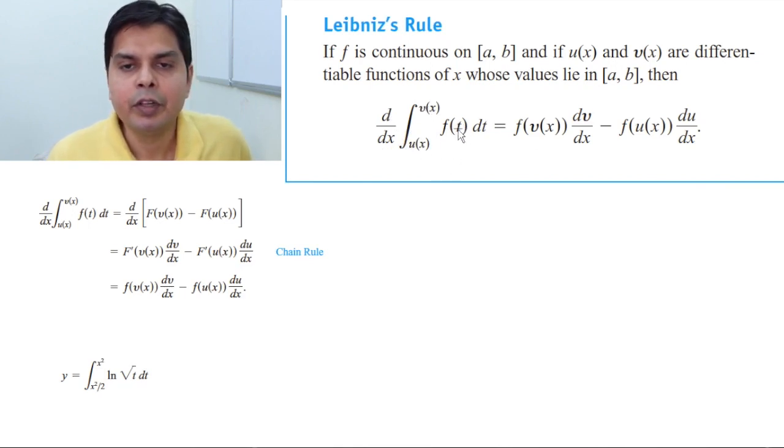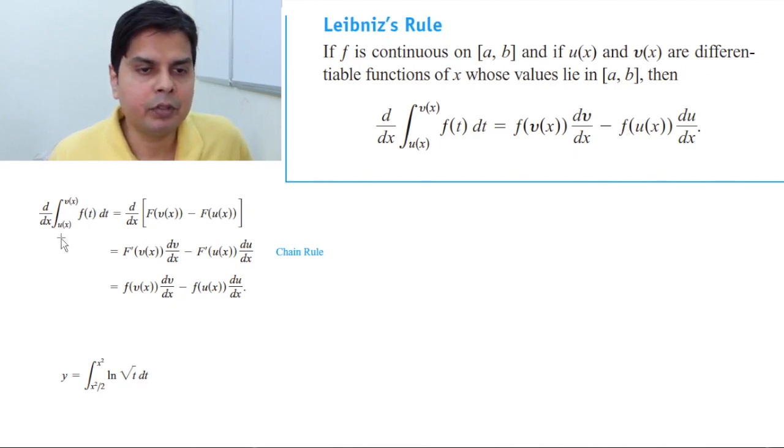Then what you do is, instead of t you write f of v(x), multiply by dv by dx, and then minus f of u(x) times du by dx. This is called Leibniz rule: if f is continuous on [a, b] and if u(x) and v(x) are differentiable functions of x whose values lie in [a, b], then this is the formula.